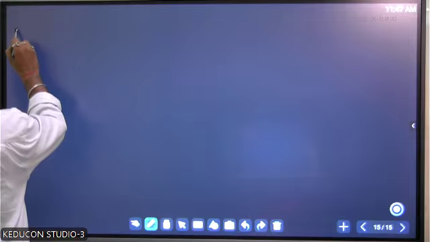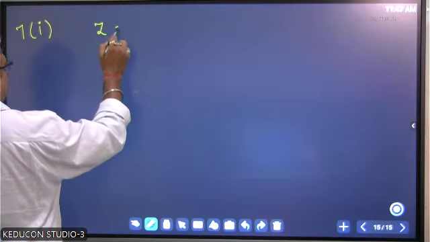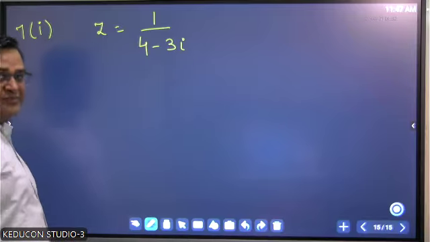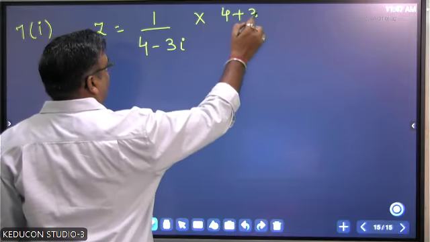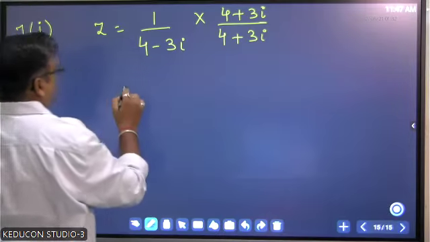Now we have these questions. Find the conjugate of the following. All the complex numbers given here, first of all you have to convert them into the a plus iota b form, and then you have to take the conjugate. For example, question number 7, first part. Here the complex number given is 1 divided by 4 minus 3 iota. First of all, you need to find its a plus iota b form by rationalizing. What did you get?